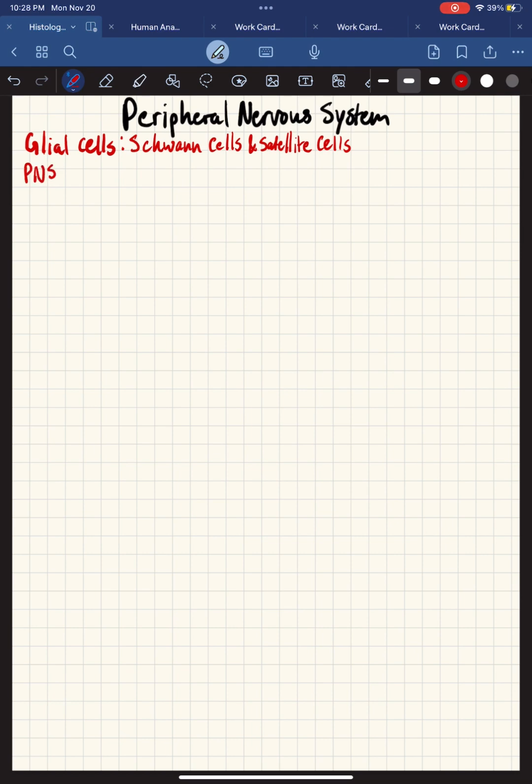So before we even get into the major structures, there's just a couple things we have to go over in the beginning that will help us make sense of the rest of it later on.